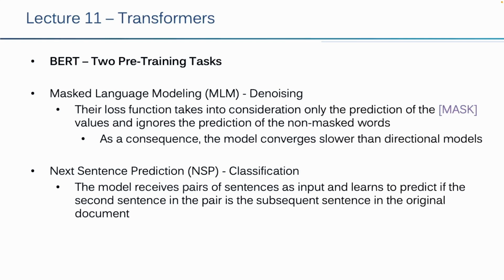Okay, so BERT has 2 pre-training tasks, and masked language modeling is the most important one. And there's also next sentence prediction, but that's not so important. And masked language modeling is a way to do language modeling, like we've seen before, to estimate the probability of a word given context.